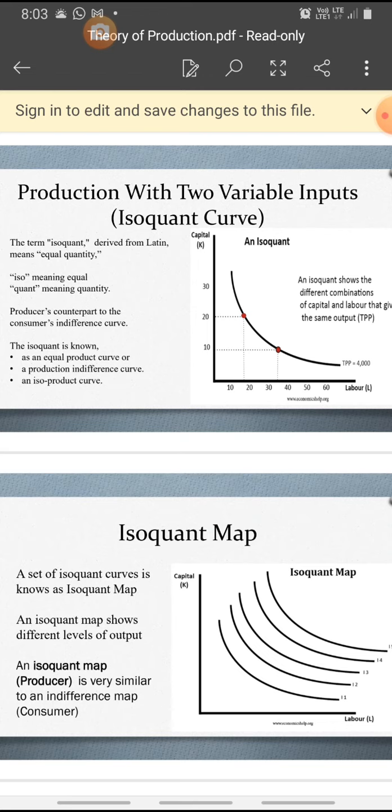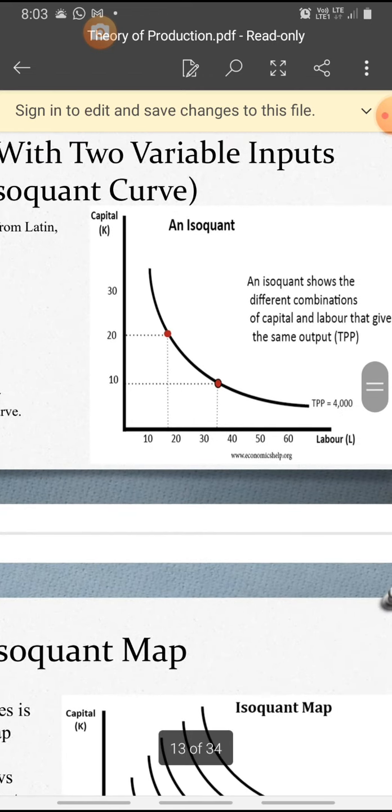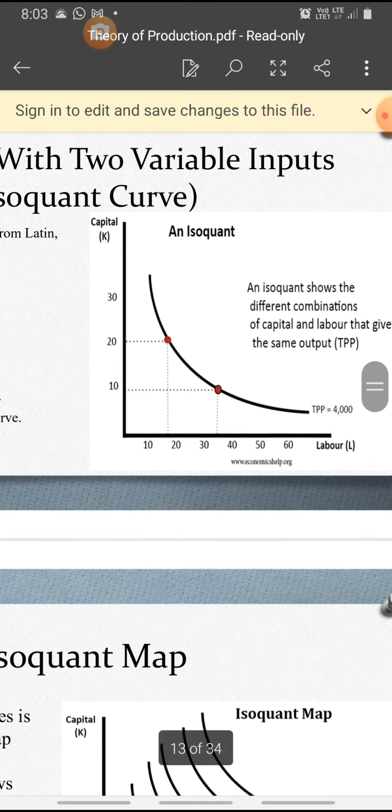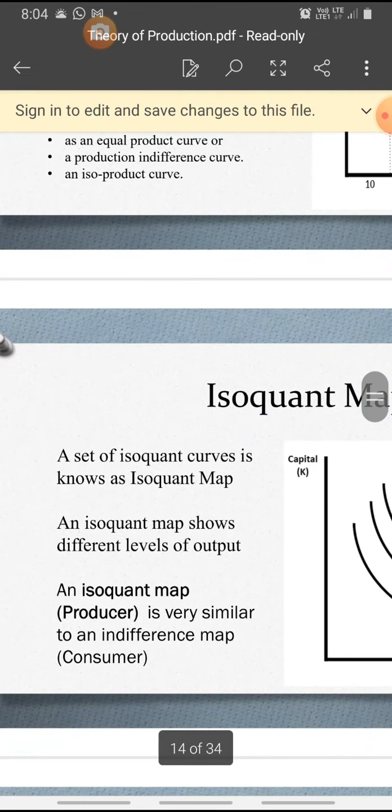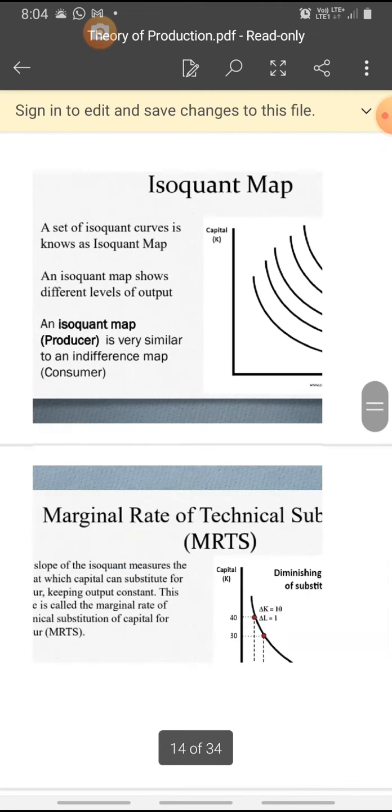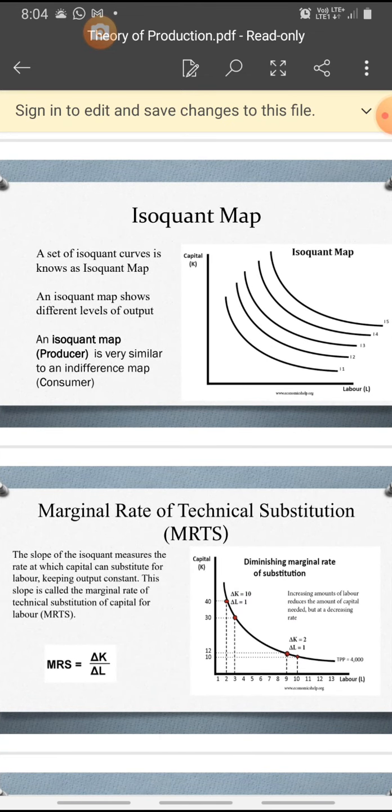So this is the picture for an isoquant. An isoquant shows the different combinations of capital and labor that give the same level of output. Then the isoquant map: when there are more than two isoquants in a diagram, we call this an isoquant map. An isoquant map shows different levels of output. The higher the isoquant, the higher the level of output.